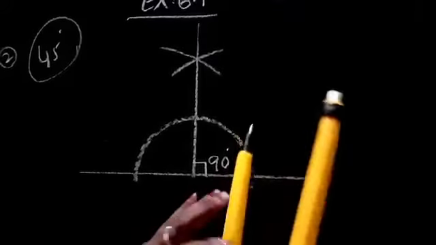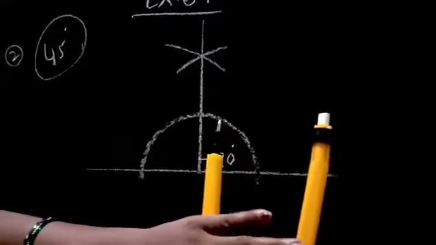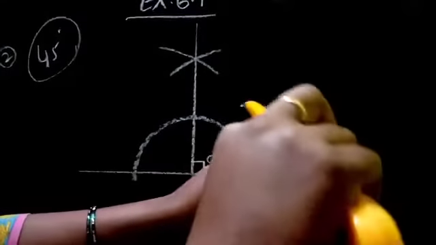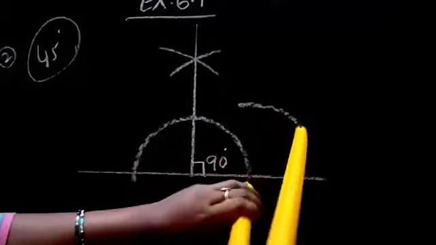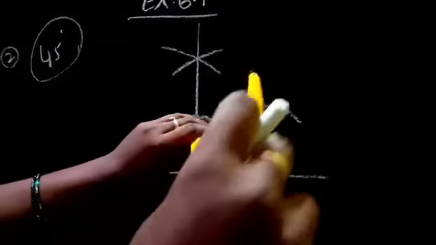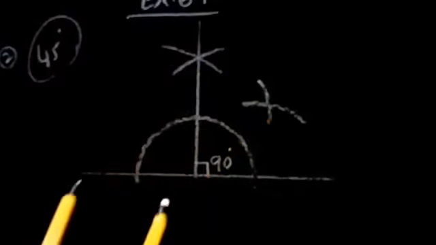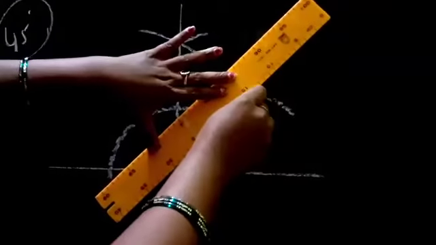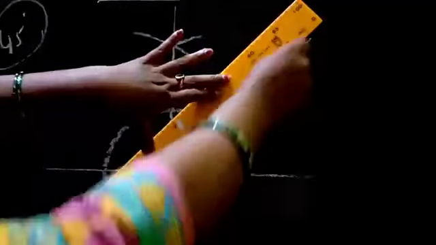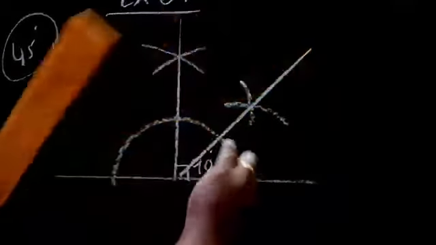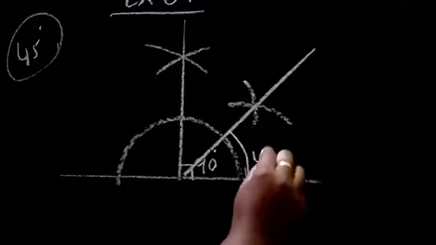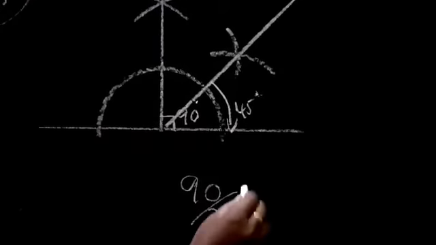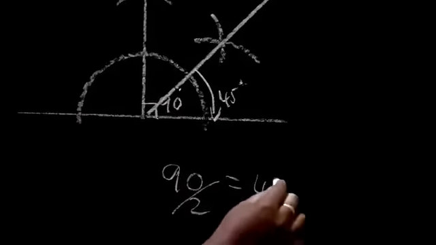So what we have to do is take any length for the compass, and from here to here we have to draw an arc. Keep the same measurement on this point and draw a cut. Then join the vertex of the 90 degree to the point where the arcs meet. Now this is called 45 degree, and here also we will get 45, because when we bisect 90, which means divide by 2, we will get 45 degree.